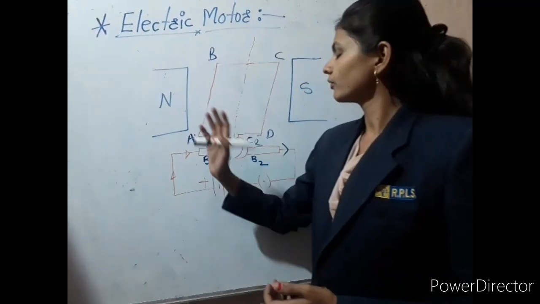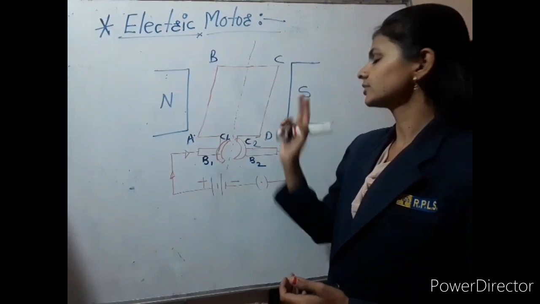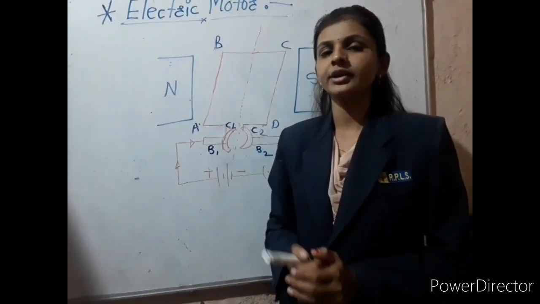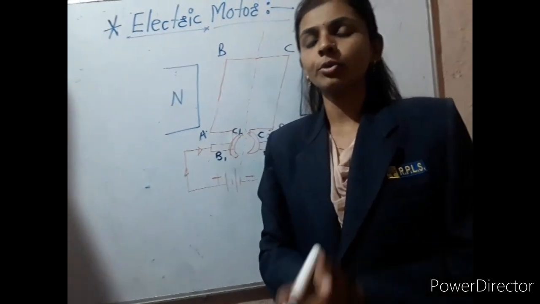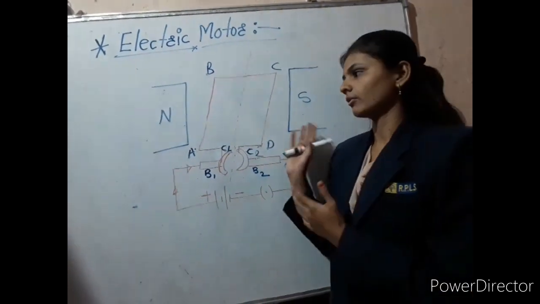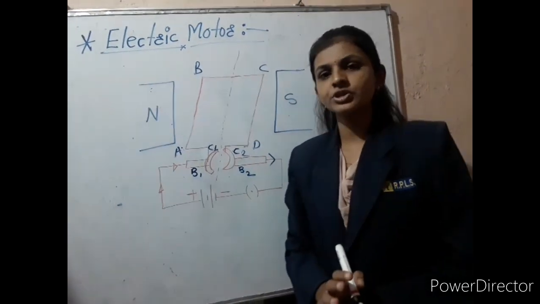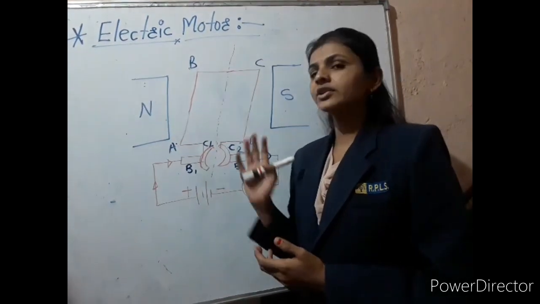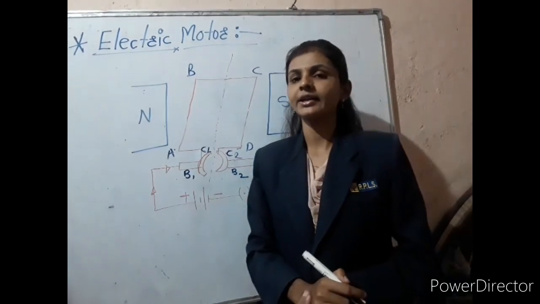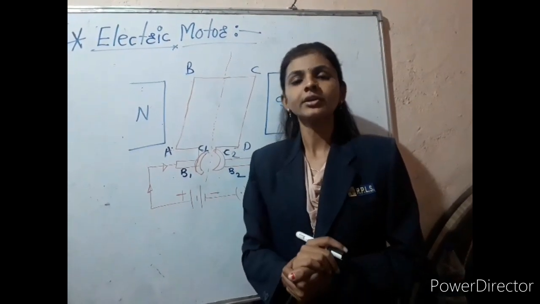Now here you can see N and S, two poles. It means that one magnet is also there. So when we talk about the construction of the electric motor, we can see one magnet, then the armature, split rings, brushes, electrical supply and switch. All these things are related to the construction of the electric motor.